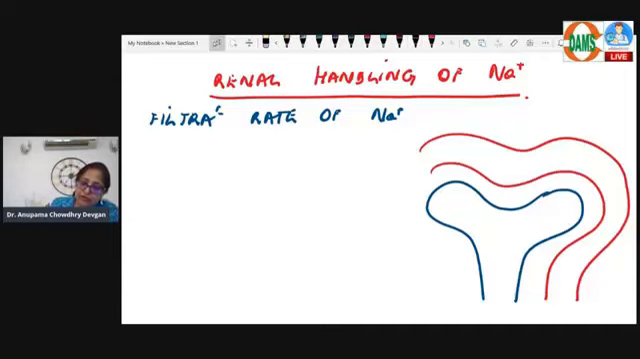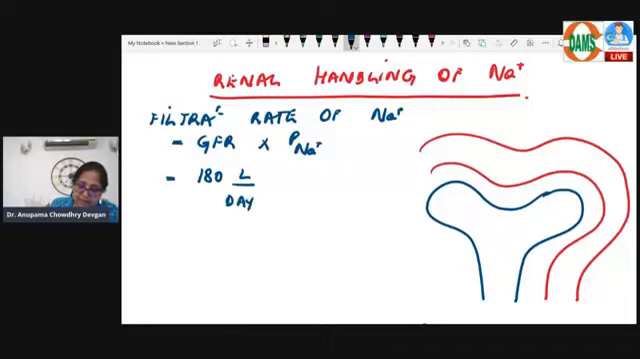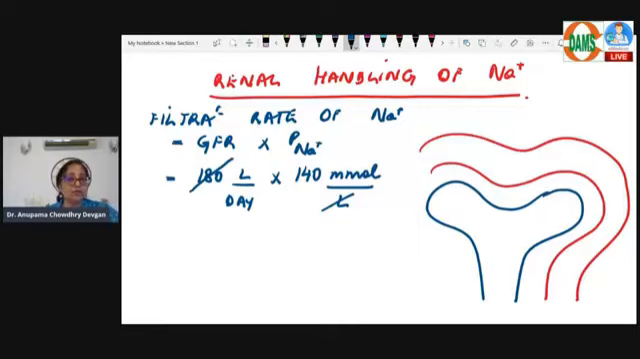Now, to calculate the filtration rate of sodium, I've already told you the formula. The formula is GFR into plasma concentration of sodium. How much is GFR? GFR is 180 liters per day. Plasma concentration of sodium is 140 millimoles per liter. So if you solve this, right?